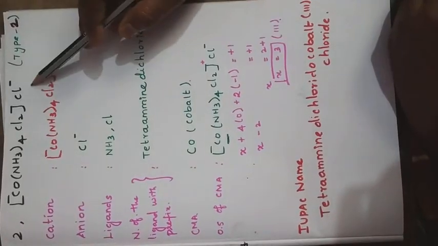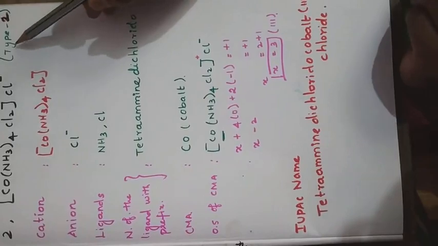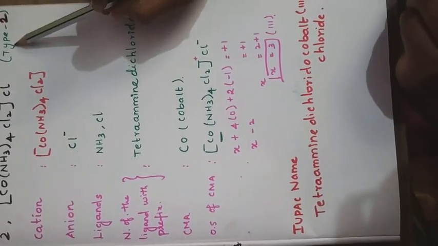This is the second example. This one is type 2. We have only 5 types of coordination complexes. Already we have seen one type and this is the second type.